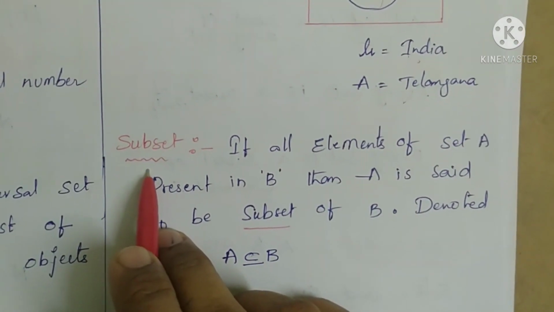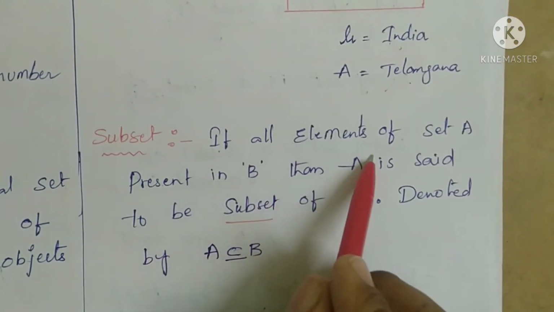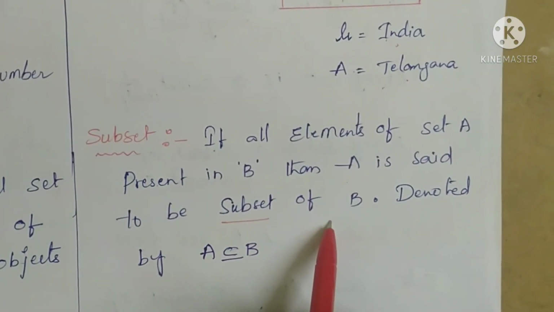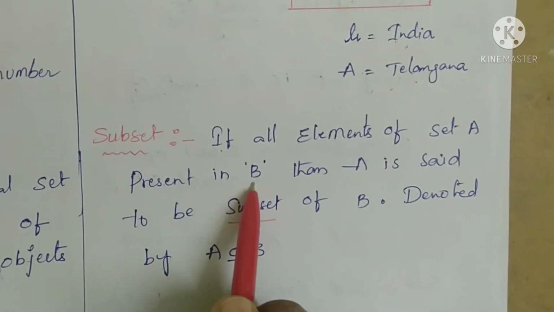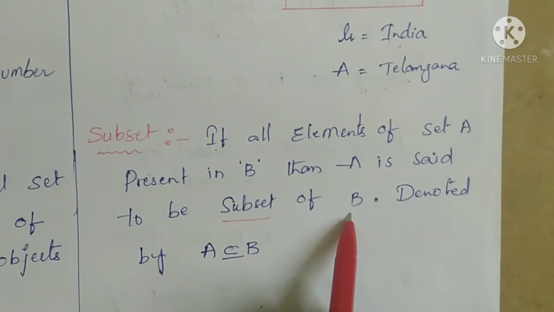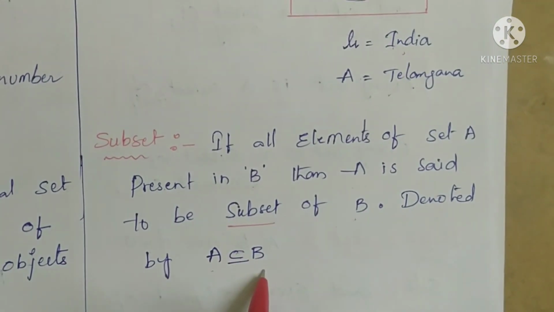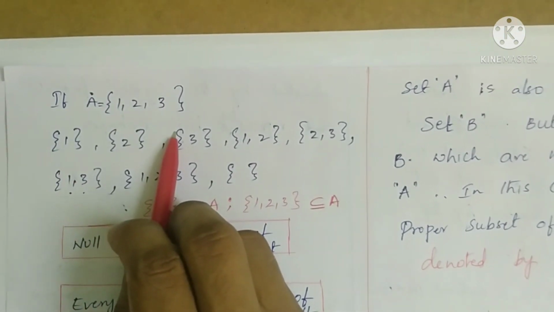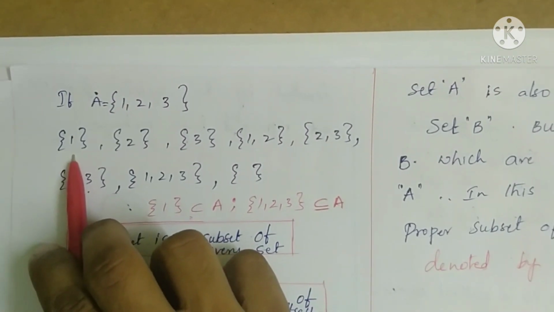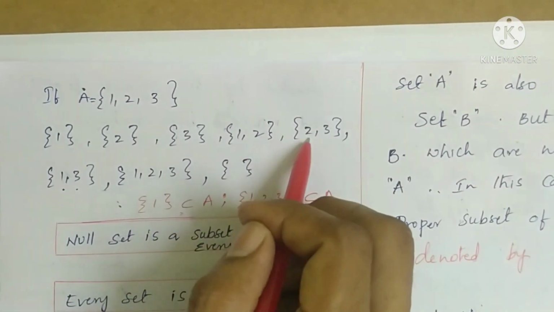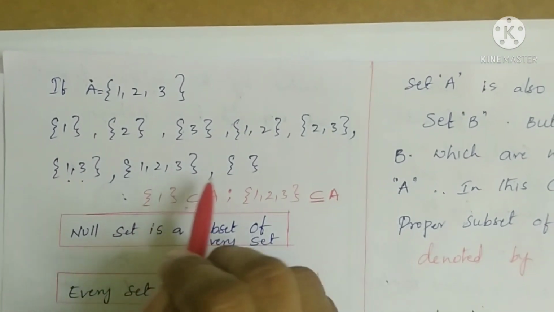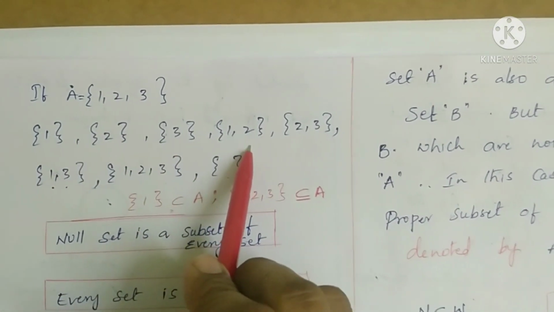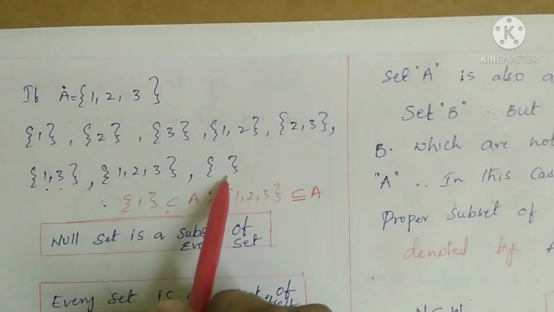This is subset. If all elements of set A are present in B, then A is said to be a subset of B, denoted by A is a subset of B. This is an example. If A = {1, 2, 3}, the subsets of A are {1}, {2}, {3}, {1, 2}, {2, 3}, {1, 3}, {1, 2, 3}, and the null set.